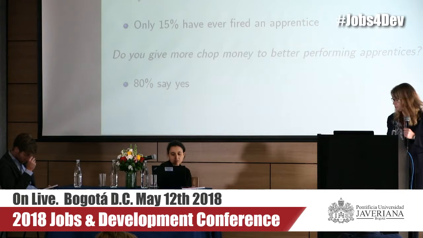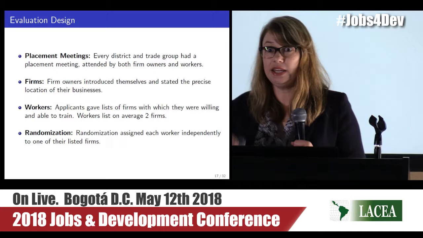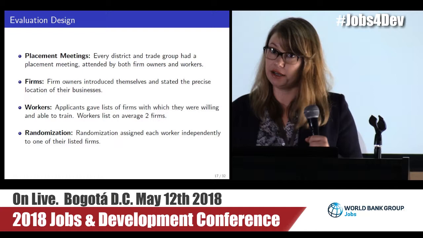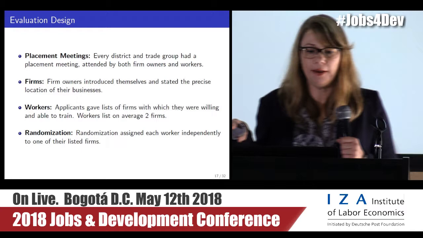We have this kind of funky randomization. We had placement meetings across all of the 32 districts and each of the three trade groups. And in those meetings, these 2,000 apprentices, according to their trade group in their district, were invited to come to the meeting. And firm owners in the area, who were recruited by trade associations and by government because they wanted to get placed workers through this program, came to these meetings.